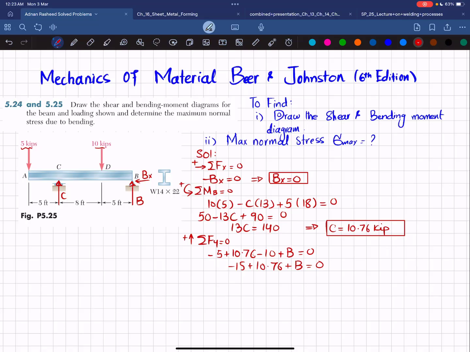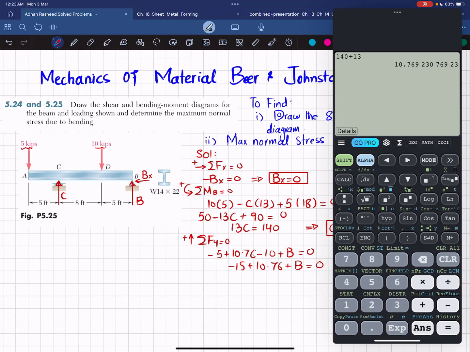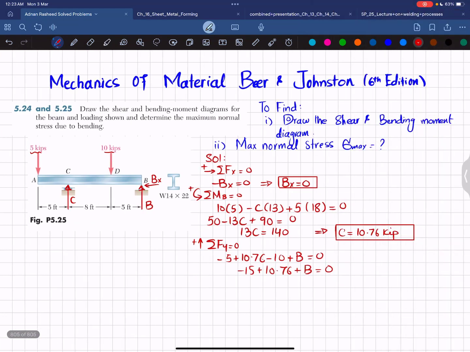So we'll use the calculator. Minus 15 plus 10.76 will give you minus 4.24, and when it goes to the right hand side, it will be 4.24. So B will be equal to 4.24 kip. Now you have all these reaction forces, so we can easily move toward the shear force and bending moment diagram.